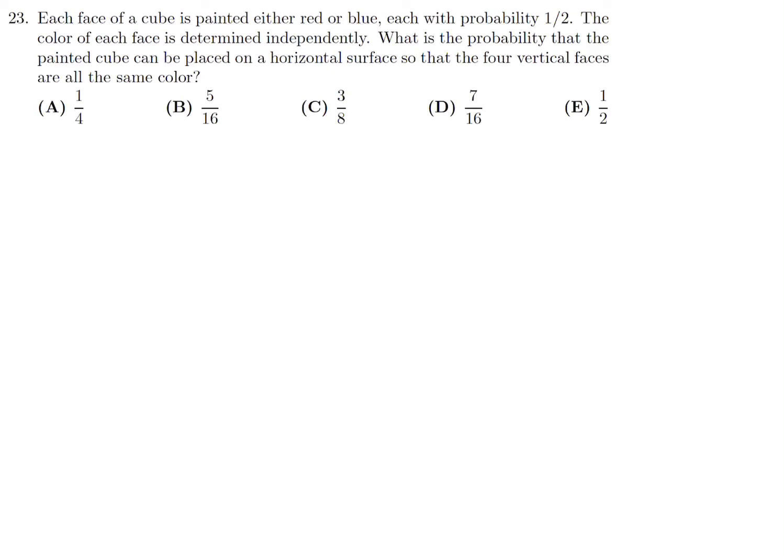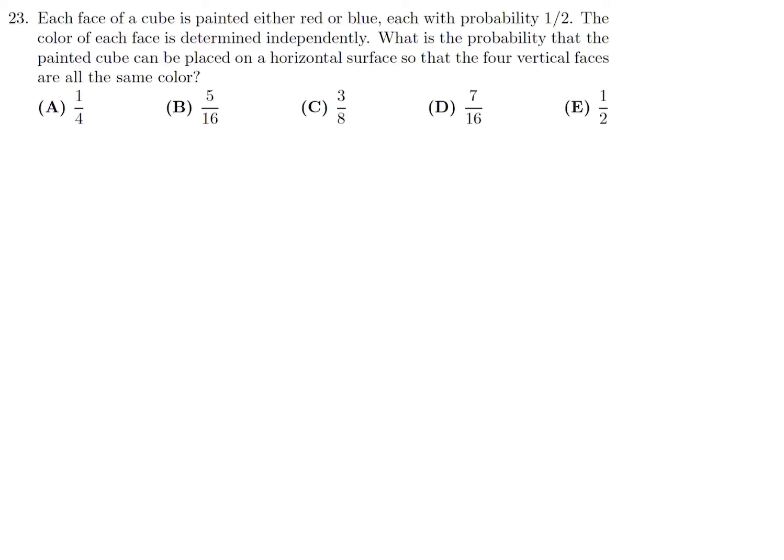Each face of a cube is painted either red or blue, each with a probability of 1/2. The color of each face is determined independently. What is the probability that the painted cube can be placed on a horizontal surface so that the 4 vertical faces are all the same color?